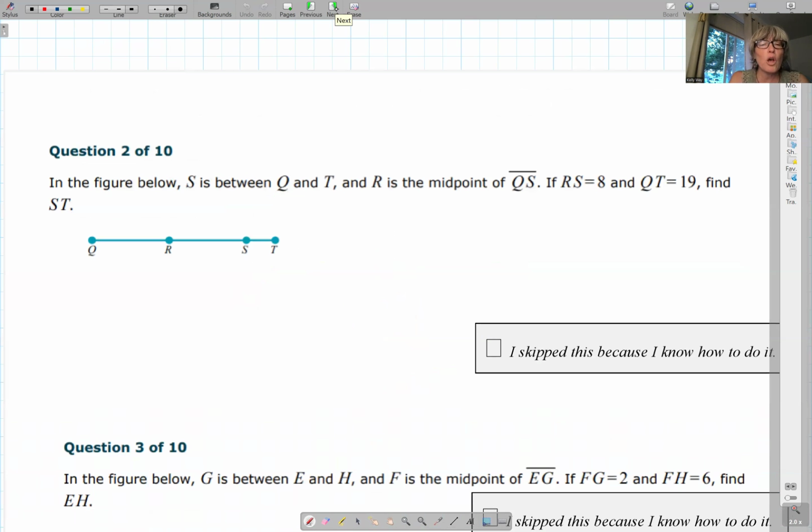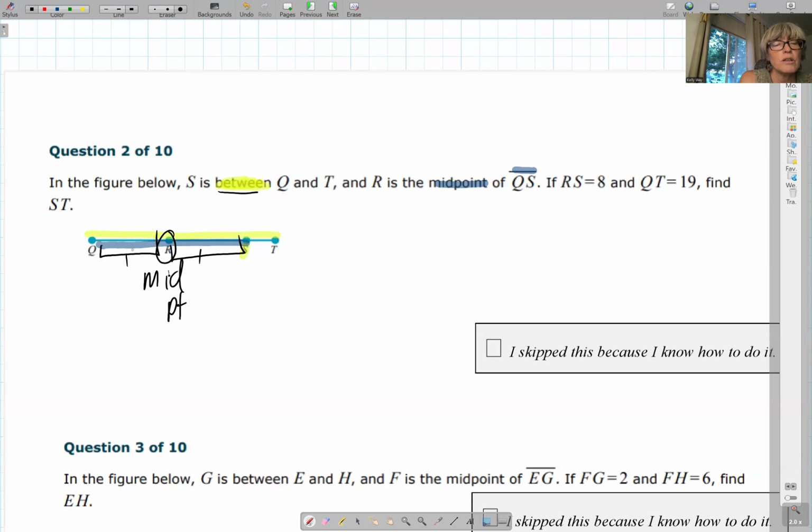Says in the figure below, S is between Q and T. I'm just going to highlight between Q and T. So here's QT, and S is between. Between does not mean middle. Very important. It just means it's between somewhere. And R is the exact midpoint of QS. So I'm going to trace QS, and I'm going to circle R, midpoint. And if that's the case, that means Q to R, R to S.